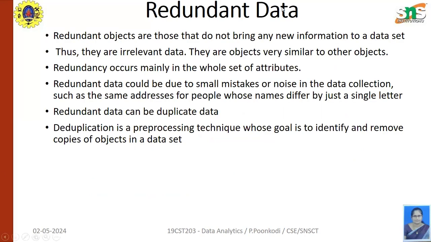Then the next one is redundant data. Redundant objects are those that do not bring new information to the data set. The already existing data may be redundant, or we can call it irrelevant data. These are objects very similar to other objects. The redundancy occurs mainly across the whole set of attributes. This may be due to small mistakes or noise in the data collection. Basically, redundant data removal is a pre-processing technique whose goal is to identify and remove copies of objects from the data set.